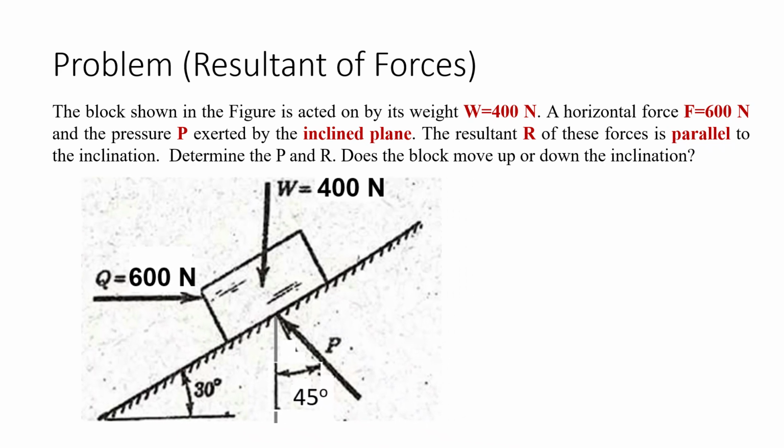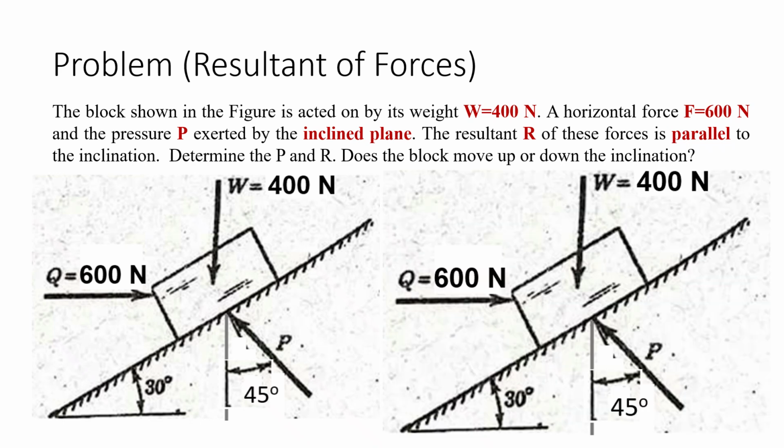In addition to this, they have mentioned that the resultant R is also acting, which is parallel to the inclination. So this is the resultant R which is parallel to the inclination. They haven't mentioned what the direction is. We need to figure out whether the resultant is causing the block to move up or down the inclination.